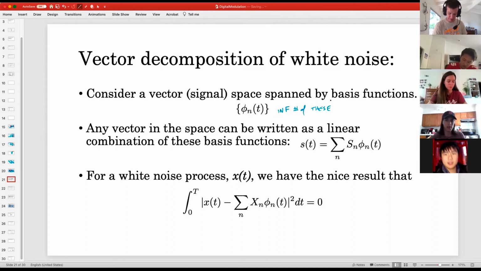Examples of this for square integrable spaces are e to the j n omega naught t, or things like cosine n omega naught t paired with sine n omega naught t. So these are the kinds of things that you've seen that fit this bill.